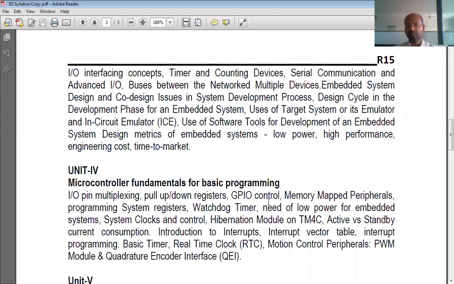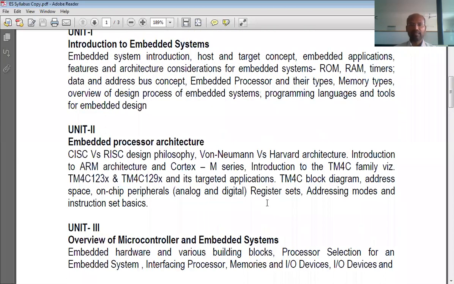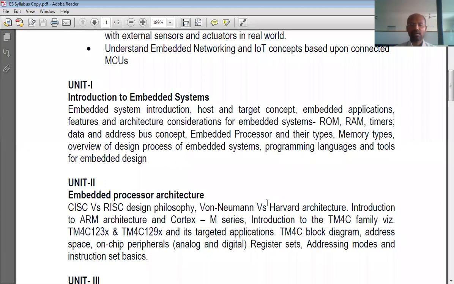From the next class we will start with the actual syllabus, and this course also accompanies a lab which is divided into two parts. The first part is VLSI programming, Verilog programming. The second part is microcontroller programming. The second part of the lab is associated with this course that we will see in the lab.